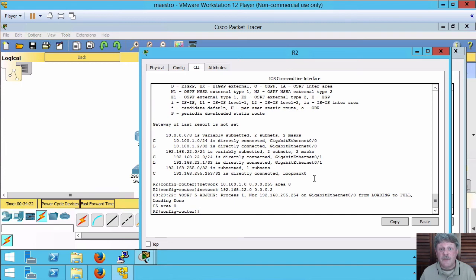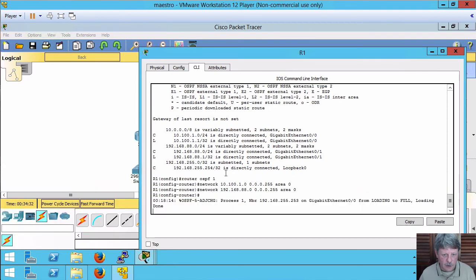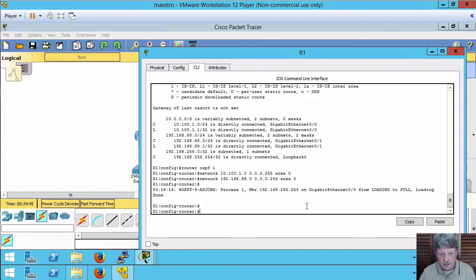Now you'll notice I didn't even get to that, and there's already a message coming up here that says that it's formed an adjacency, and that's going to be with R1. I'm going to pop back over here onto R1. Here's the message saying that I've formed an adjacency with router 2. As soon as you start advertising one network, the router's going to go out and try and form some adjacencies. Let's see what effect that's had.